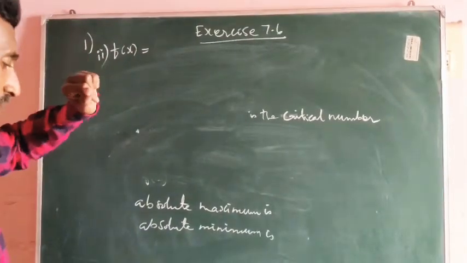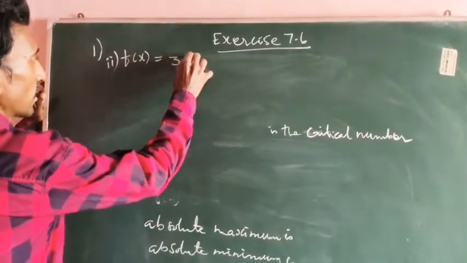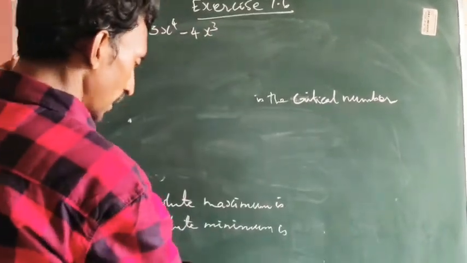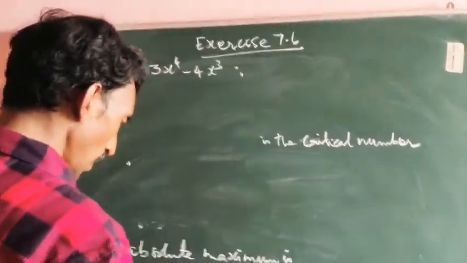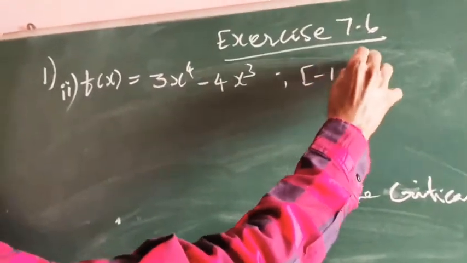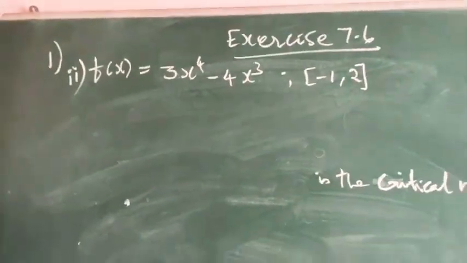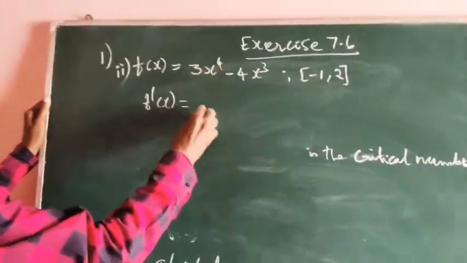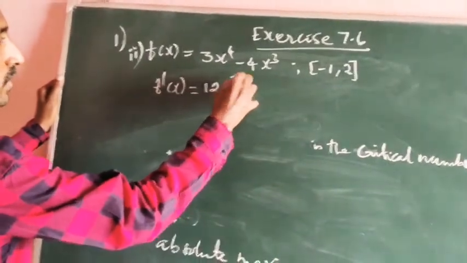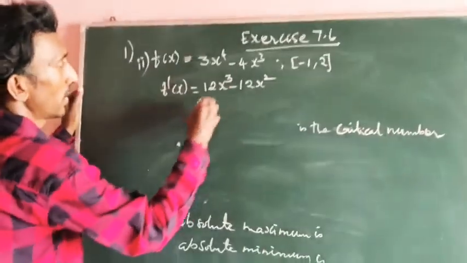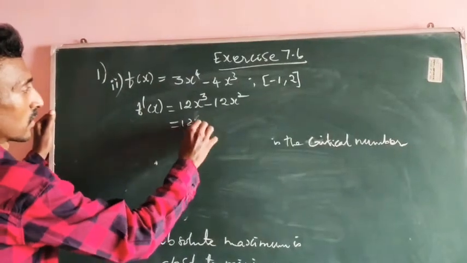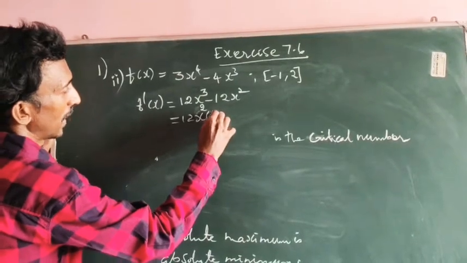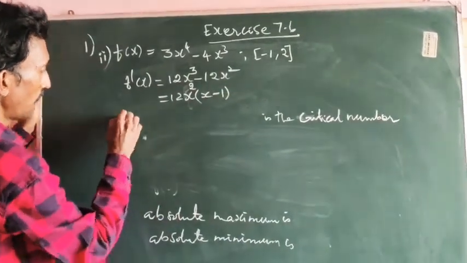Next question in exercise 7.6. The question is f of x equal to 3x power 4 minus 4x cube, and the interval is the closed interval minus 1 comma 2. Obviously, find out the first derivative. F dash of x equal to, by the formula n into x power n minus 1, 12 into x power 3 minus 12 into x square. Take 12x square common, so x minus 1.